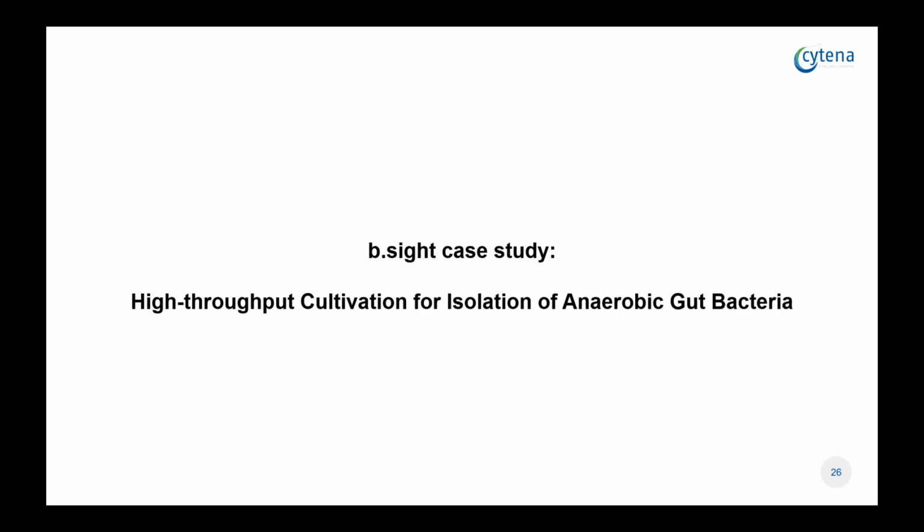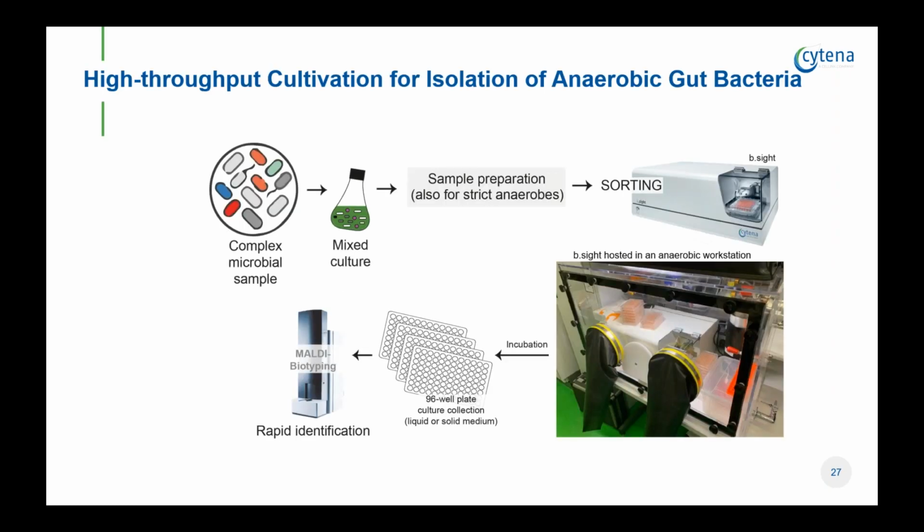Now, in the second part of this webinar, I want to guide you through a high-throughput cultivation workflow for the isolation of anaerobic gut bacteria that was established in the group of Thomas Clavel at the University Clinic of Aachen. Here we see an overview of the entire workflow that was established to isolate and culture anaerobic bacteria. And here the focus really is on gut microbiota.